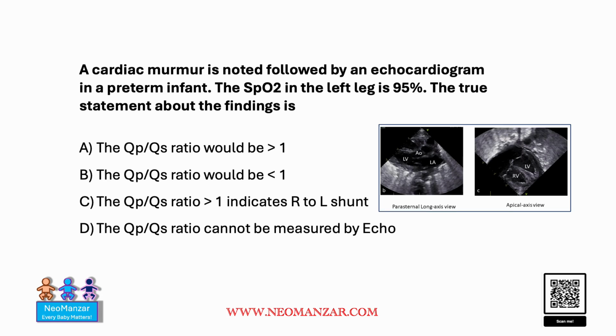So a cardiac murmur is noted, followed by an echocardiogram in a preterm infant. The echocardiogram is shown here. The saturation in the left leg is 95%. The true statement about the finding is... so the basic idea is that we have to interpret this. This is the apical view and this is the parasternal long axis view. Based on what you see there, the diagnosis has to be made.